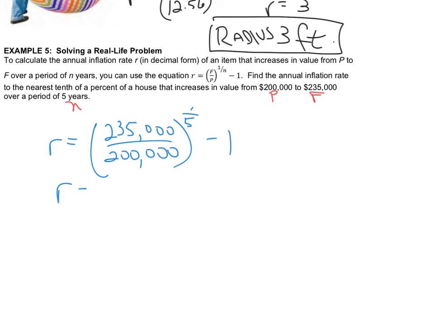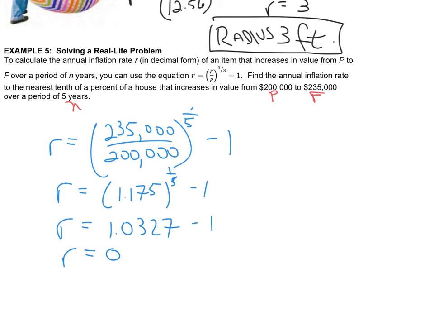So then we would have 1.175 to the 1/5 minus 1. And now at this point, we're definitely using a calculator. And when I use my calculator, I am going to get 1.0327, and I'm just going to stop it there, minus 1. And when I subtract, I get 0.0327. But then remember, we want to have the inflation rate, which is a decimal form. And we want to go to the nearest tenth of a percent.